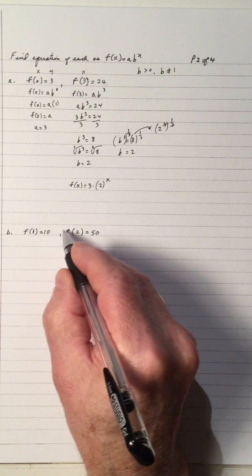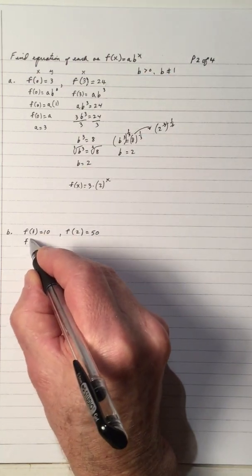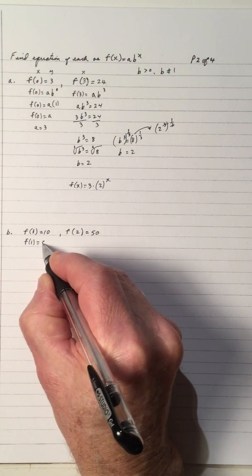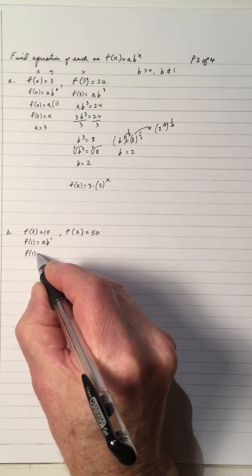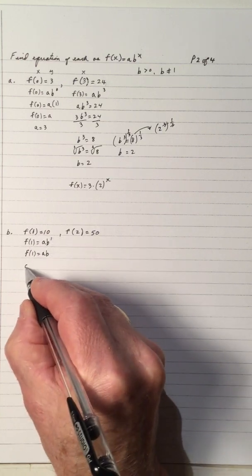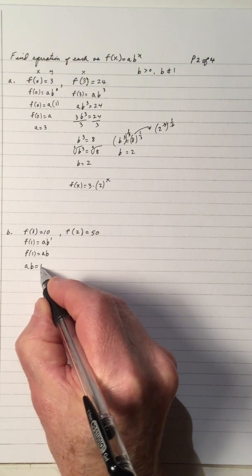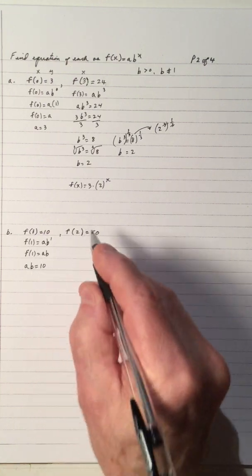And the same here, let's work this one out. The f of 1 equals 10. So the f of 1 equals a, b to the 1. So that means the f of 1 equals a, b. But the f of 1 equals 10, so a, b is equal to 10. So let's work this one out too, and then we'll see what we're going to do.